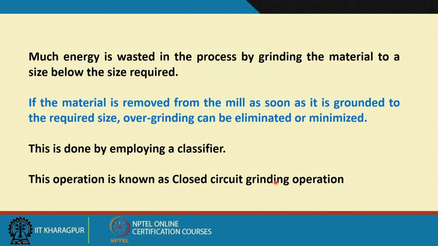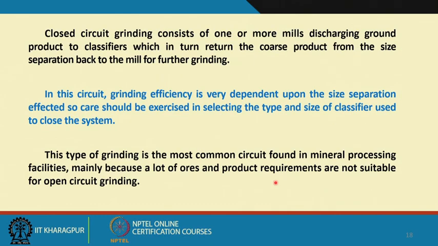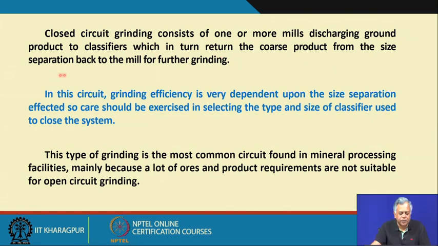So, when we have a hydrocyclone and a ball mill, or some grinding mill, or maybe another mill, we call it a closed circuit grinding operation. That is, we are having a quality control check of the product fineness through the classifier. Closed circuit grinding consists of one or more mills discharging ground product to classifiers, which in turn return the coarse product from the size separation back to the mill for further grinding.